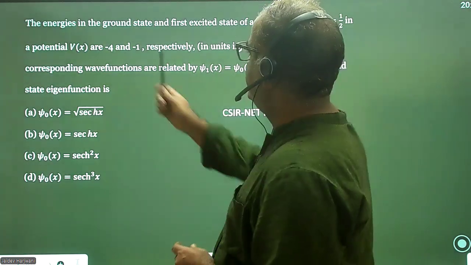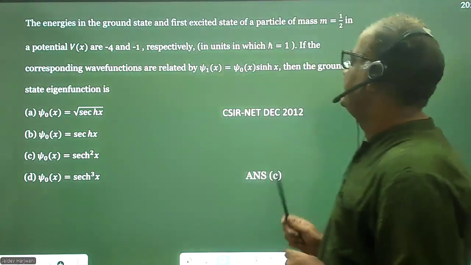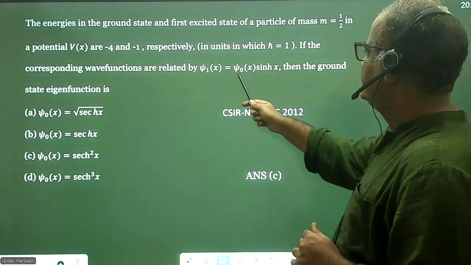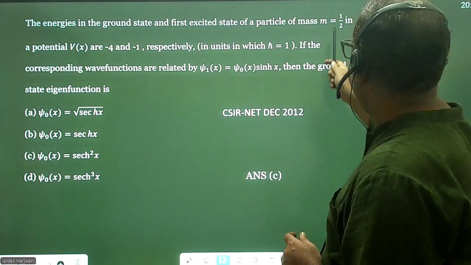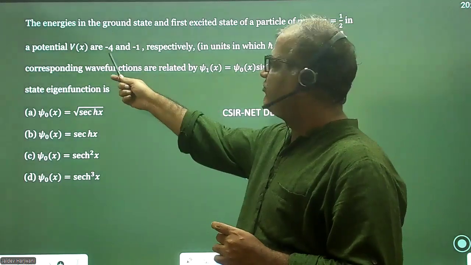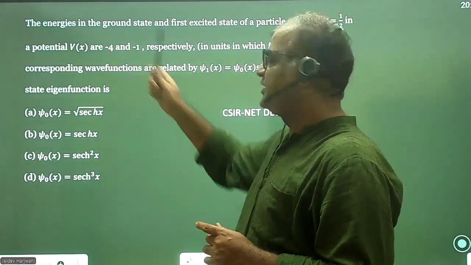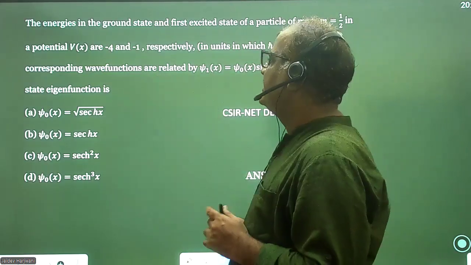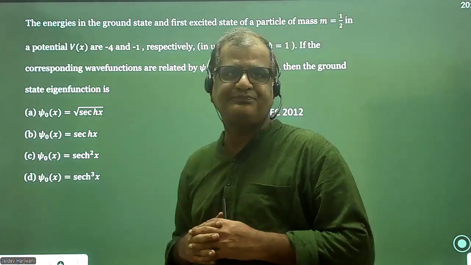Here they say the ground state is psi naught x, and the first excited state is psi 1 x, which is the multiplication of psi naught x and sine hyperbolic x. And m is given as half, h cut is 1, and the eigenvalues are also given: for the ground state it is -4, and for the first excited state the eigenvalue is -1. We need to calculate the ground state wave function.